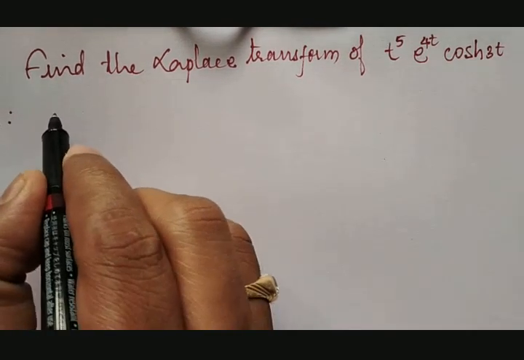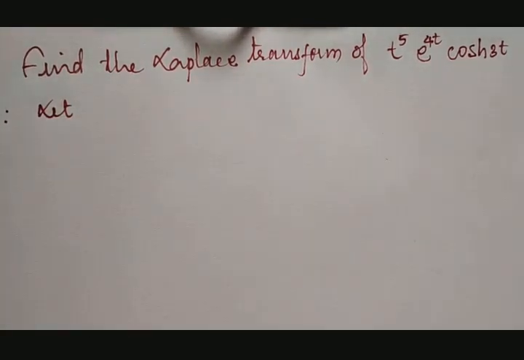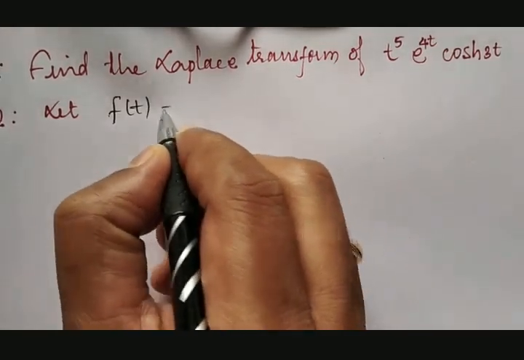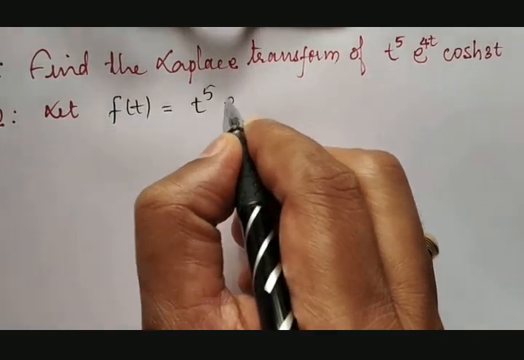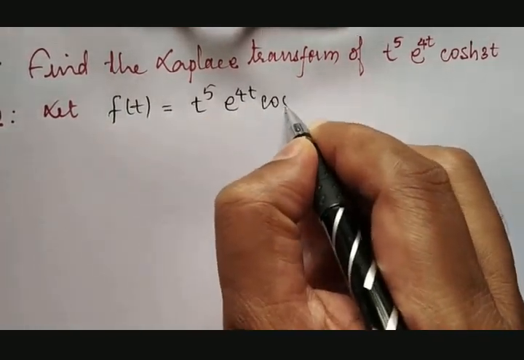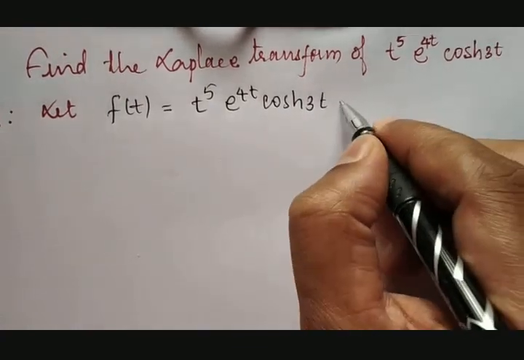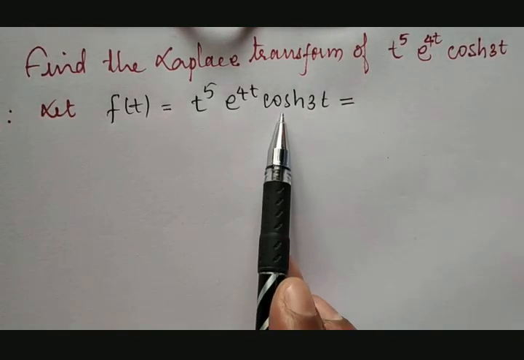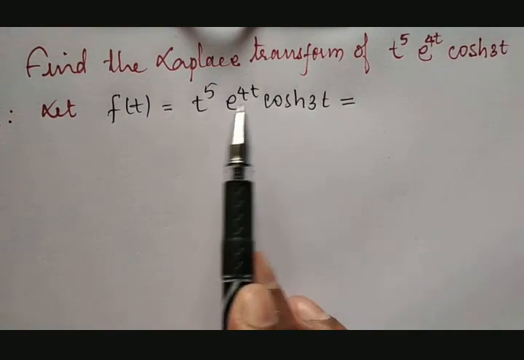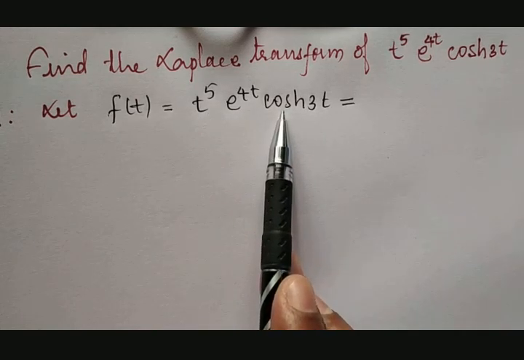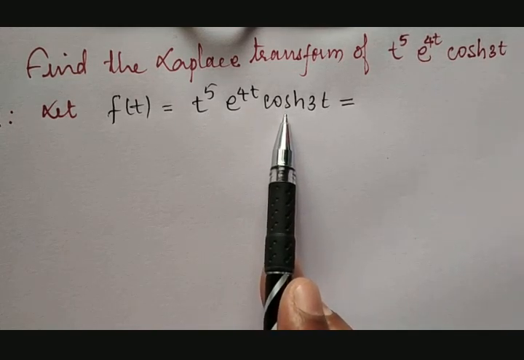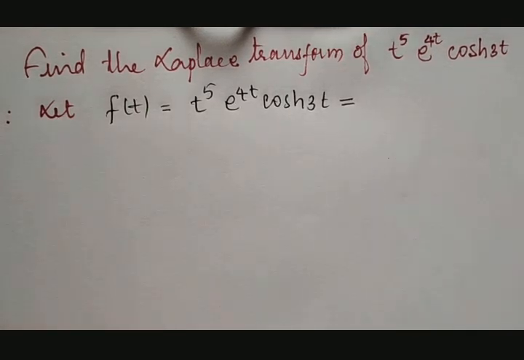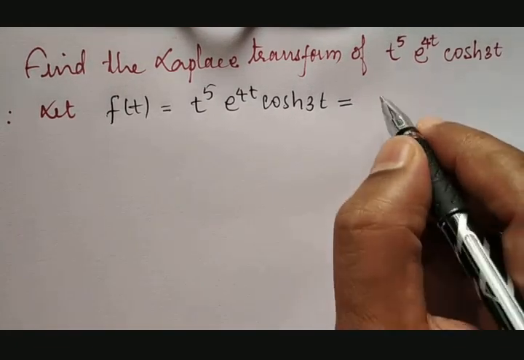For that, initially we'll take the whole given function as f of t. Here we take t raised to 5, e raised to 4t into cos hyperbolic 3t as the function. The hyperbolic can be converted into an exponential. Then, in the product of three functions, the exponential and exponential will get merged, and it becomes a product of two functions. That is quite easy.